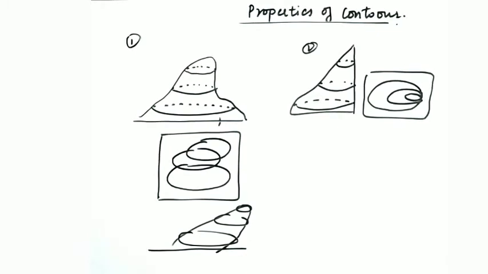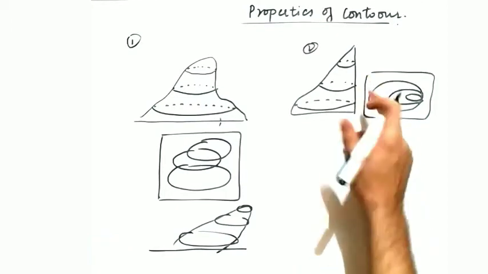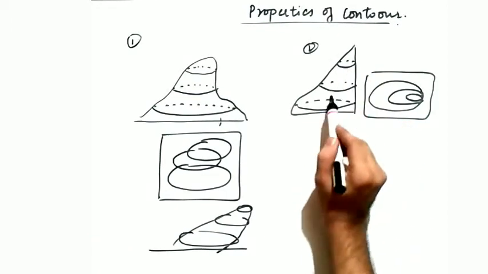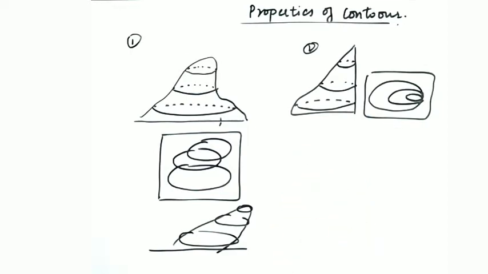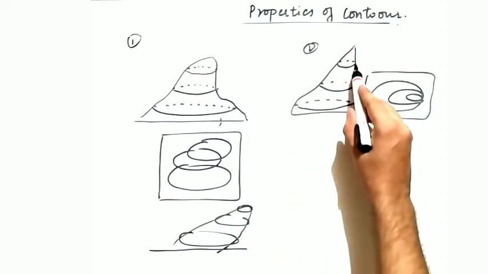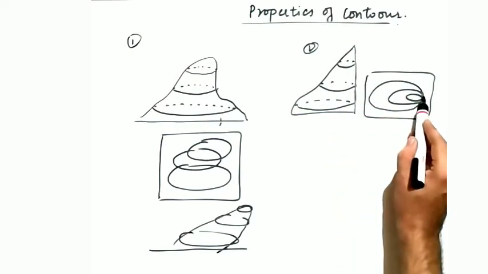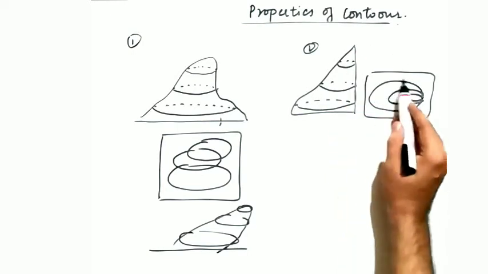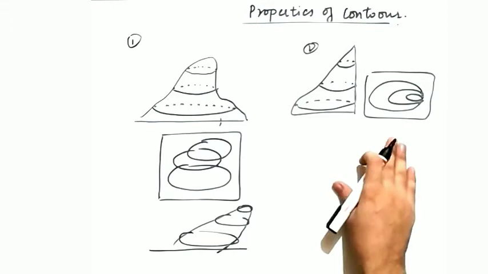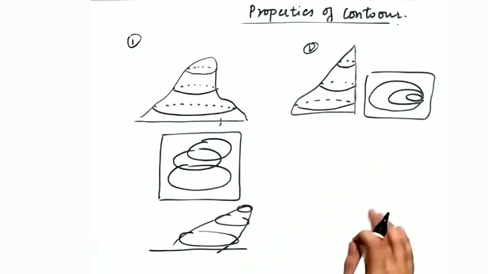The second property says that the contour lines of different elevation can unite and join only in case of a vertical cliff. When there is a vertical cliff, the contour lines go like this. So when you draw these contour lines on a piece of paper, this is the point where these contour lines will unite. You can see all these contour lines are uniting. Here they are not intersecting, but they are uniting.